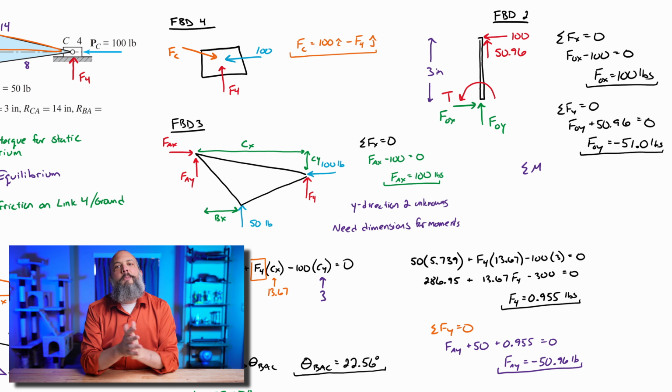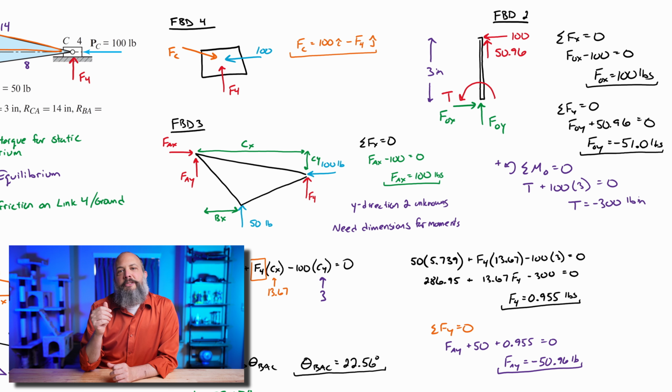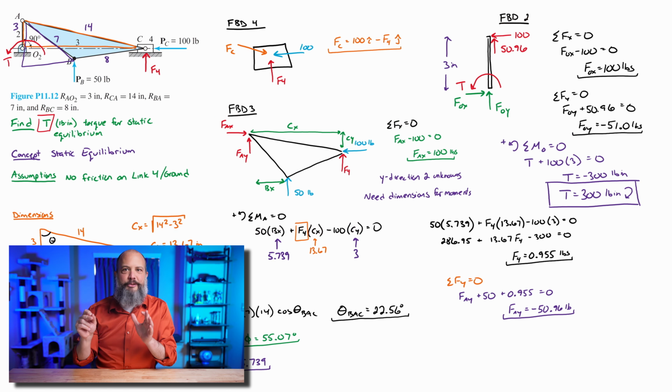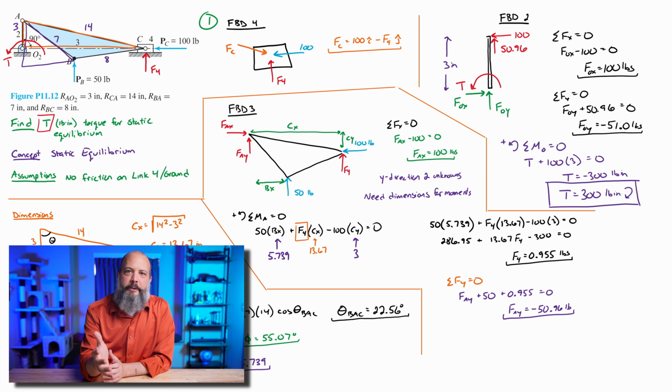And then a sum of moments about point O is equal to 0. I'm calling the counterclockwise direction positive. So torque plus 100 times 3, right? The force times distance is equal to 0. So the torque supplied by the crank for static equilibrium is going to be negative 300 pound-inches, or let's just turn this into an absolute value. Torque is 300 pound-inches in the clockwise direction for static equilibrium.